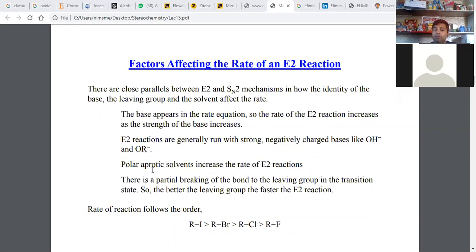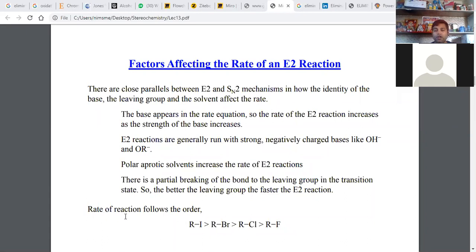Polar aprotic solvents increase the rate of E2 reactions. There is a partial breaking of the bond to the leaving group in the transition state. So the better the leaving group, the faster the E2 reaction. If the leaving group is better, the E2 reaction will be faster.